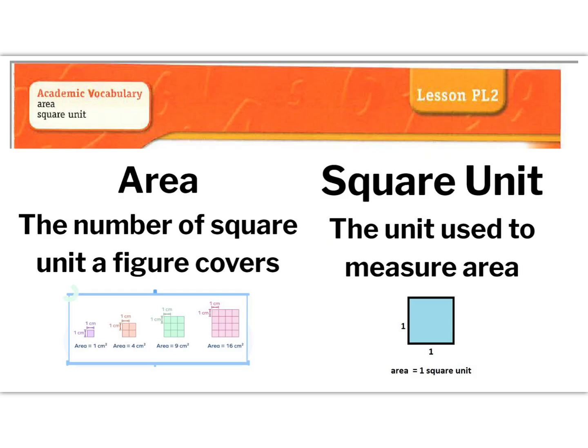All right, the next section of this lesson is about area. So remember, when you were talking about area, that is the number of square units a figure covers. So if we look here, this is just one little square, so it is 1 square centimeter. Here we have 1, 2, 3, 4, so this would be 4 square centimeters, and so on. So a square unit is the unit used to measure area. So here this is 1 square unit. These were centimeters. This is 1 centimeter by 1 centimeter, so that's why it was 1 square centimeter.